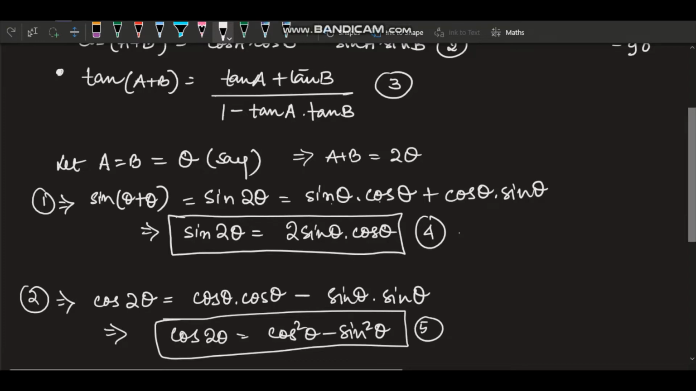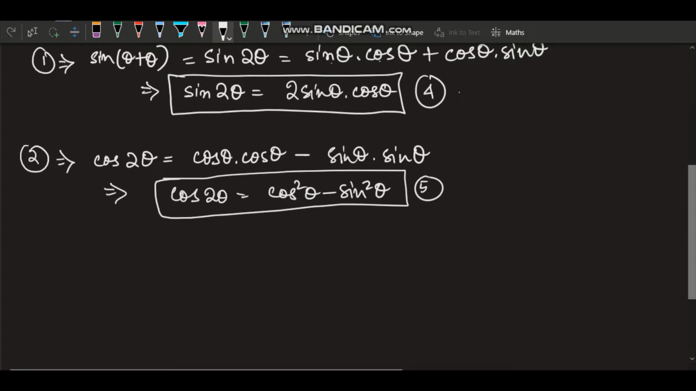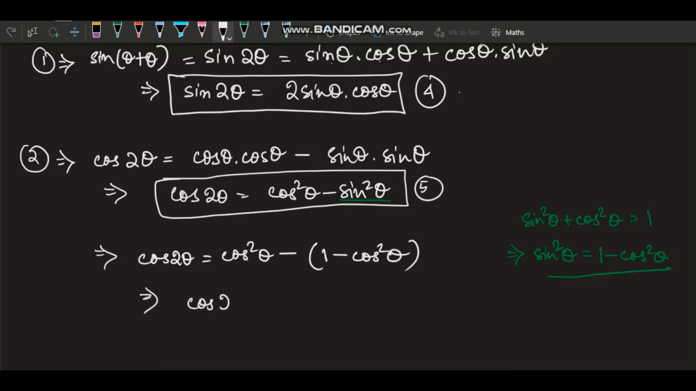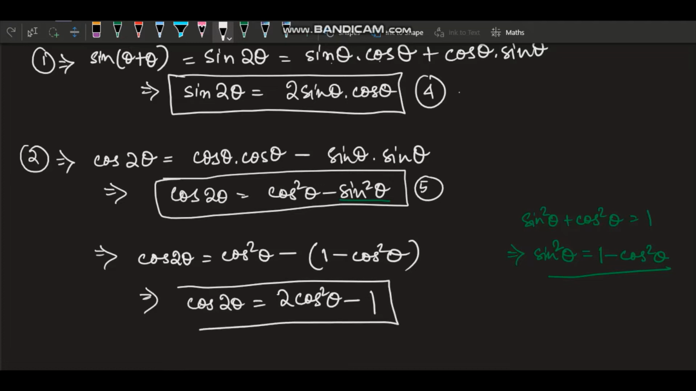Suppose I would like to represent cos 2 theta entirely in terms of cos theta and not in terms of sine theta. I know the identity that sine square theta plus cos square theta equals 1. So in place of sine square theta, if I have to make a substitution, it can be 1 minus cos square theta, right? So in place of this sine square theta, I will write 1 minus cos square theta. So what do I get? I get cos 2 theta equals cos square theta minus (1 minus cos square theta). If I open the bracket, I am going to get cos 2 theta equal to 2 cos square theta minus 1. Let me denote this by 6.